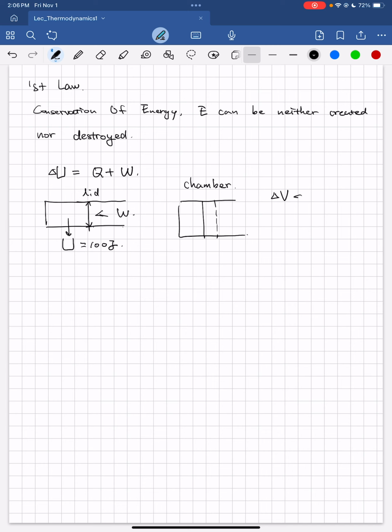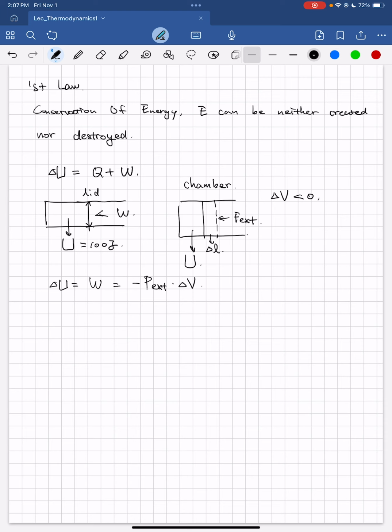So delta V is negative, okay? And this is delta L. We pushed it with external force. So we did positive work on it, and then the chamber's internal energy is going to change. How? Like this. W equals minus P external delta V. Sorry, W.